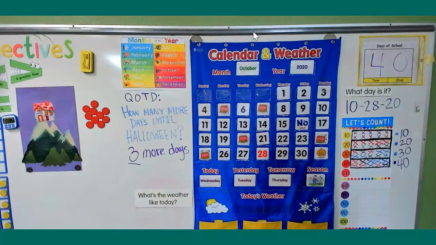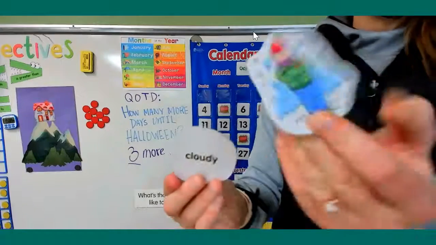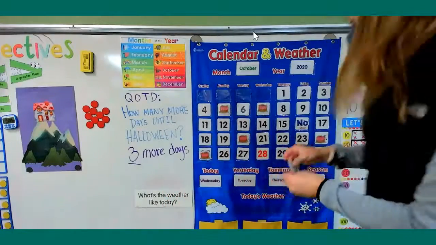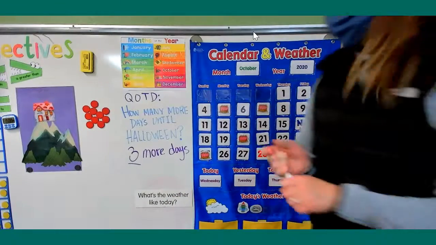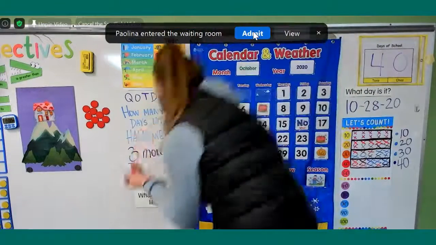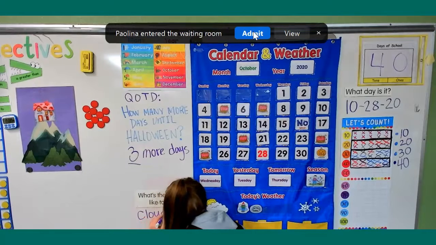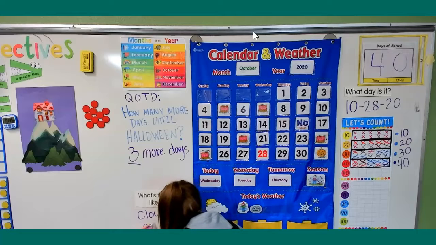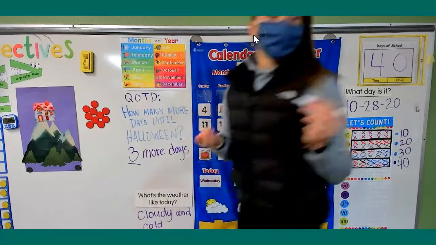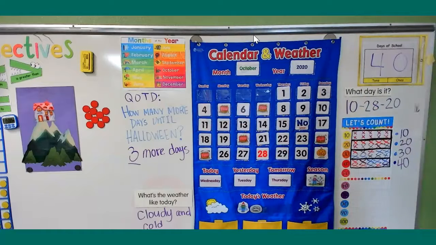Okay, so I'm going to put both of those down. Zayden says it's cloudy and cold. So both of those are going to go in here. And we're going to say it's cloudy and cold. Nice job. Thank you for your help.